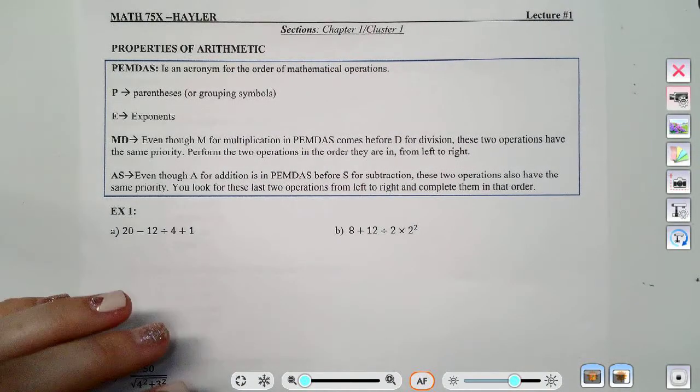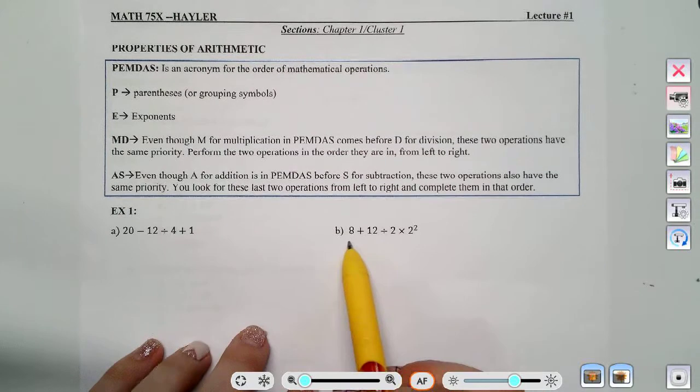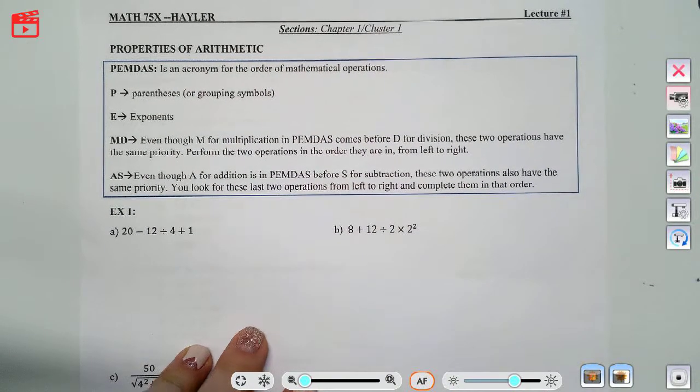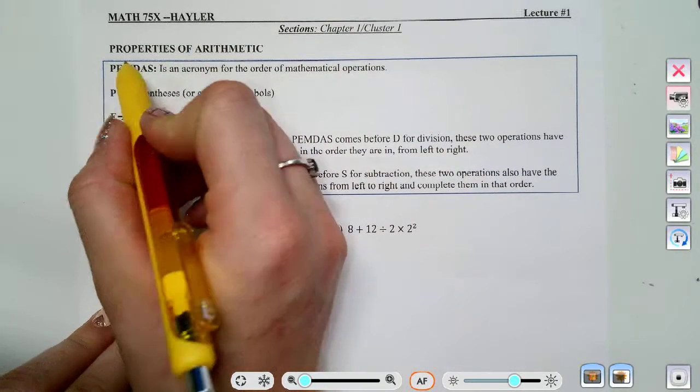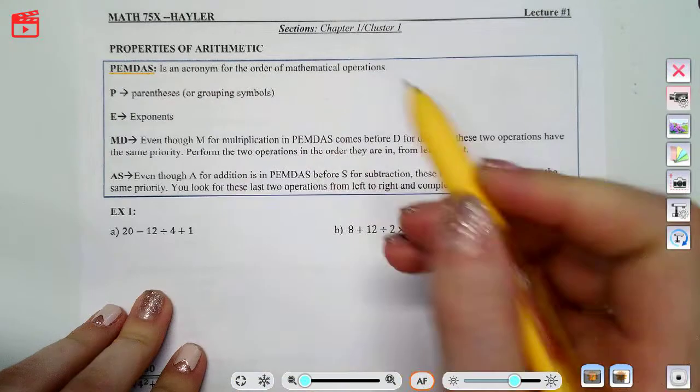Properties of arithmetic is basically talking about if you have a bunch of operations in a problem, which operation are you going to do first? For example, if we look at this, where do we start? How we remember the order is by this acronym PEMDAS. What does PEMDAS stand for?